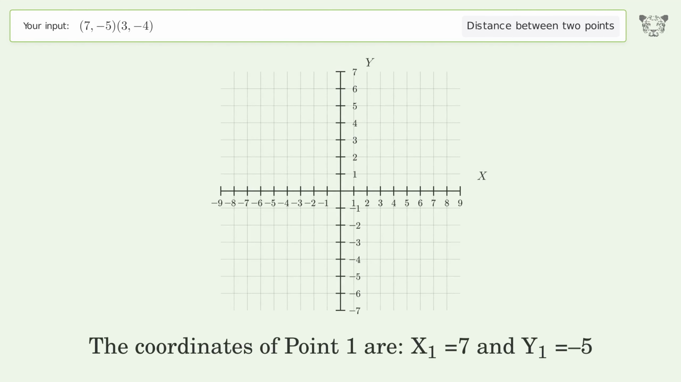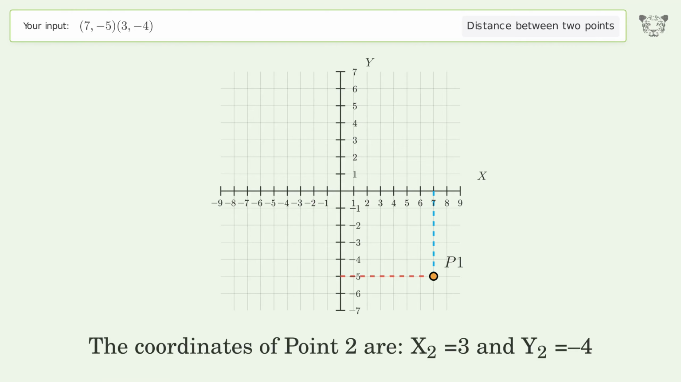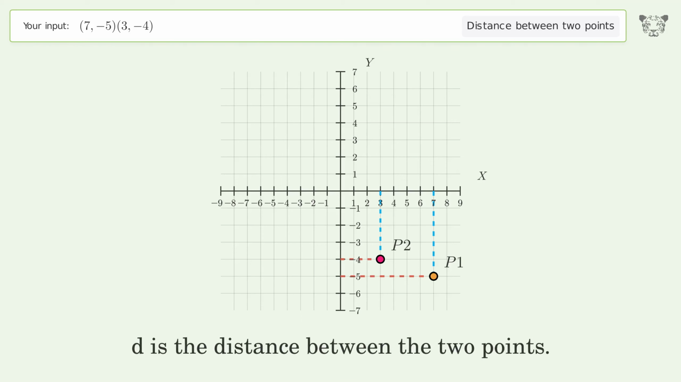The coordinates of point 1 are, x1 equals 7 and y1 equals -5. The coordinates of point 2 are, x2 equals 3 and y2 equals -4. D is the distance between the 2 points.